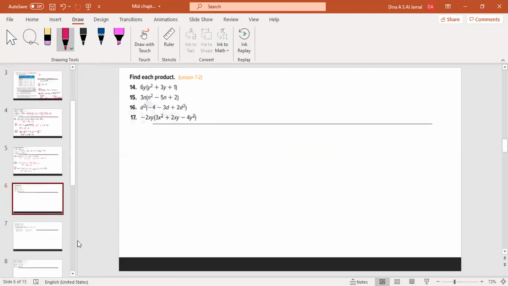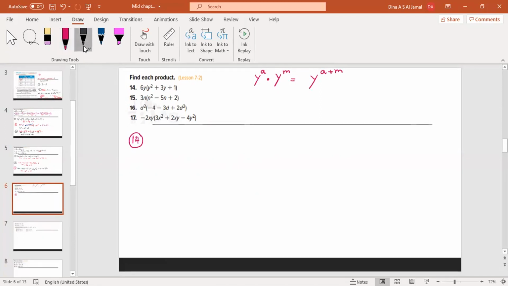Now, find each product and pay attention to this question. Now, I would like to have the product. Whenever you are having two variables multiplying together with the same base and different powers, all you need to do is put the base and add the powers. Pay attention to this property.